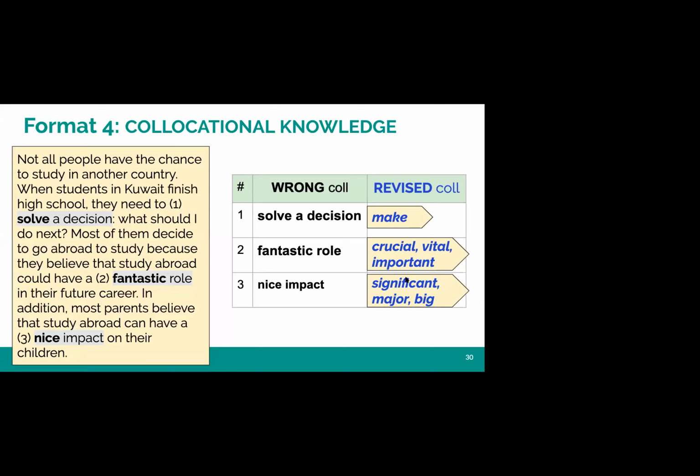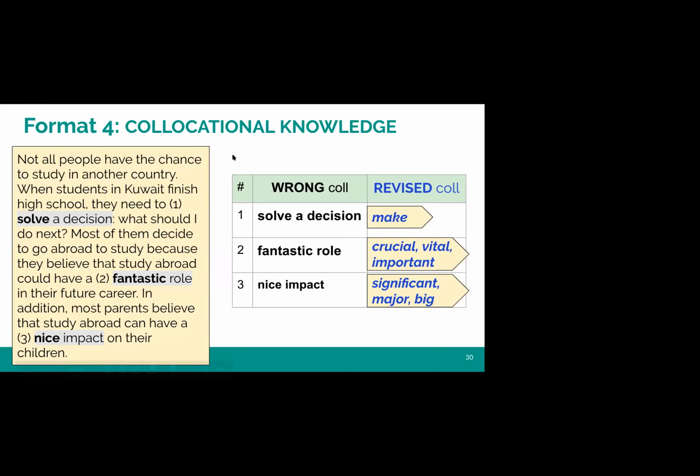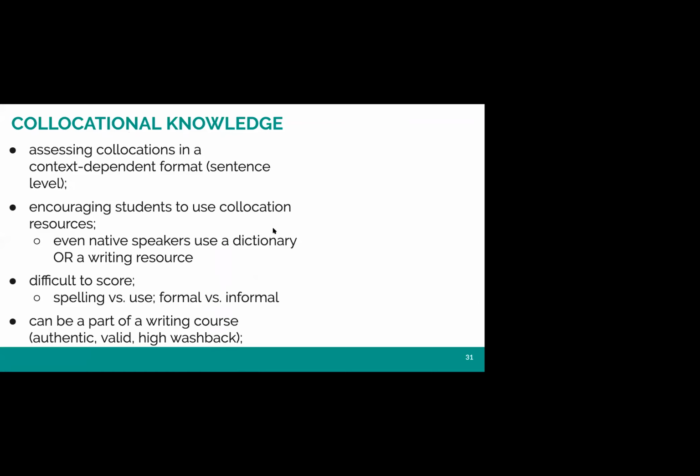And obviously, one of the tricky things about collocations is that sometimes there is only one option, while in some other contexts there is more than one option, right? So one good thing about this is that you're assessing collocations in a context-dependent format, right? In other words, students have this passage, it's full of information. So they have to write a specific word, and encourage students to use collocation resources, right? Whether it's a dictionary or some other sources, or a bilingual dictionary, as some of you said.